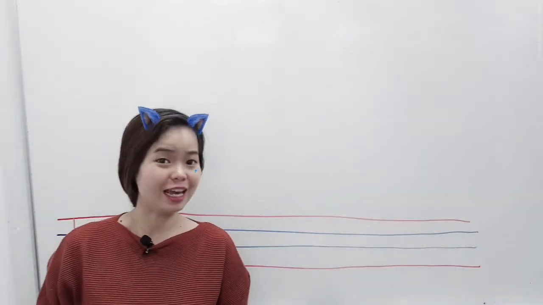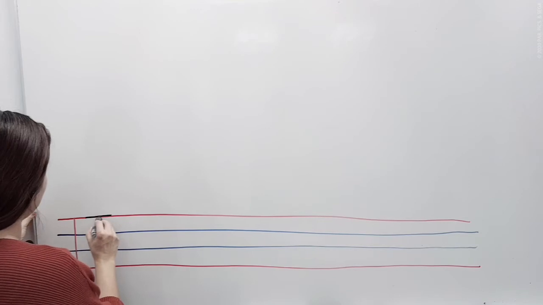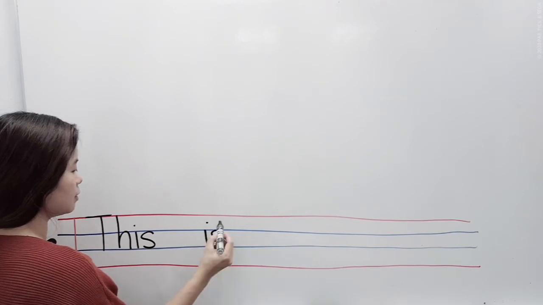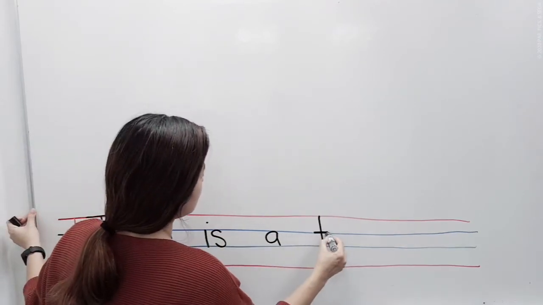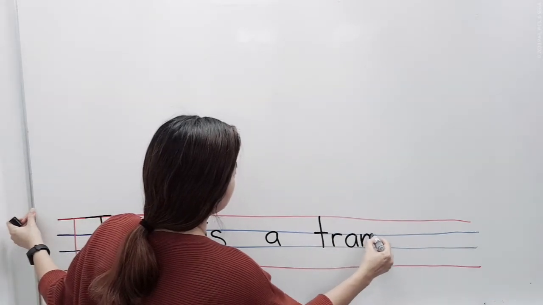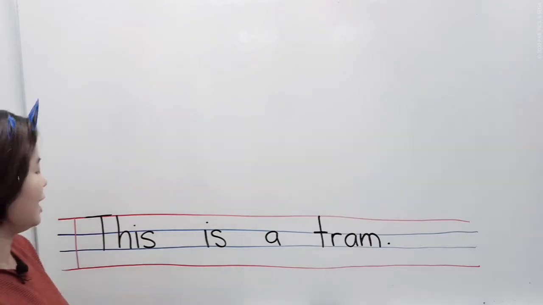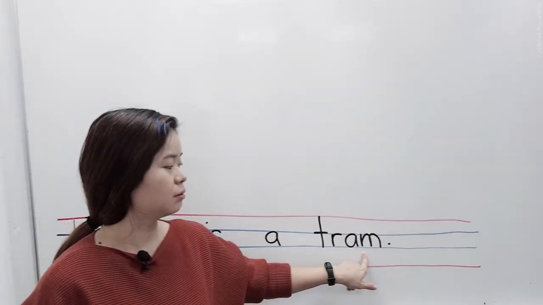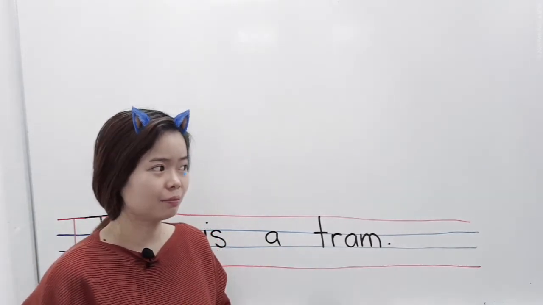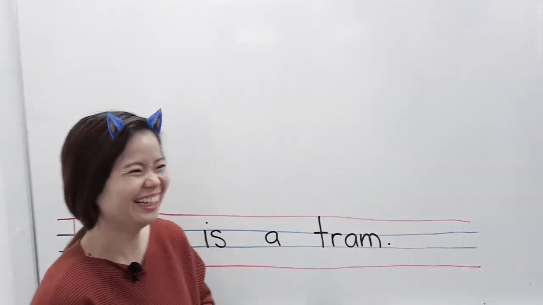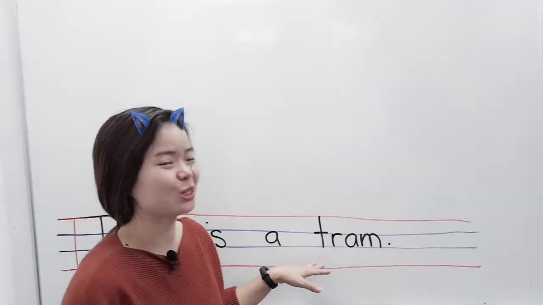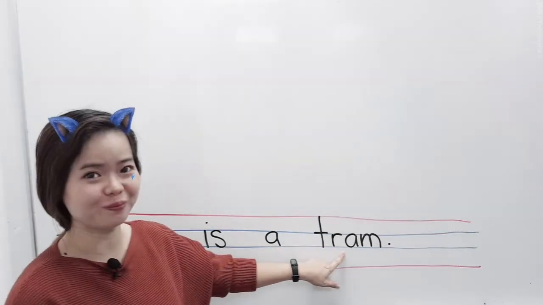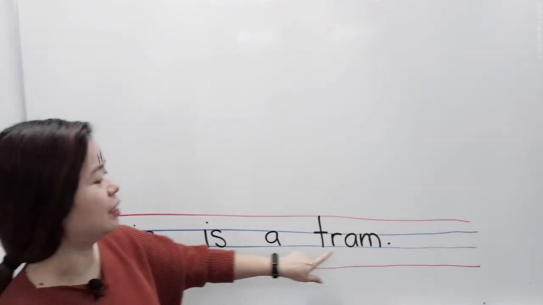Our second sentence for today is this. This is a tram, tram, full stop. This is a tram. Do you still remember what's a tram? A tram is something that looks like a train, something that looks like a bus. Okay, so it is somewhere between a train and a bus. This is a tram.